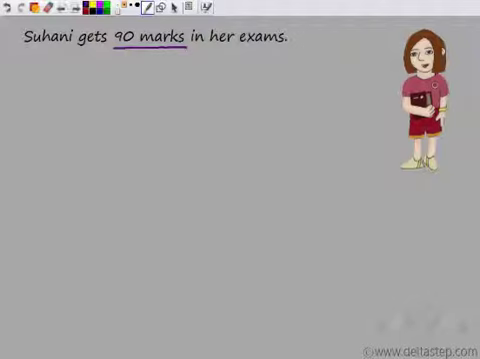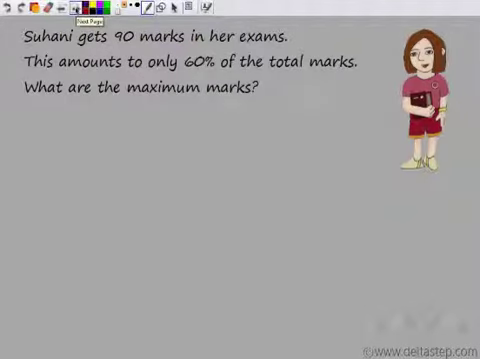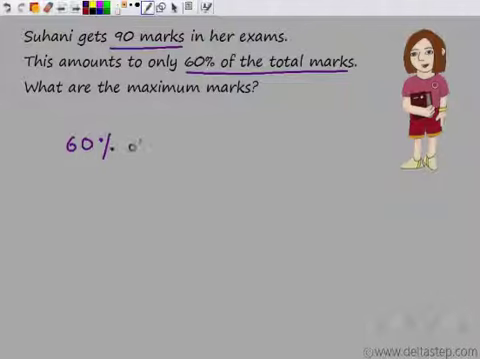Further, if I tell you that she scores 90 marks, but that accounts only for 60% of the total marks, now can you tell me what would the maximum marks be? Well, let's look at this. We know she scored 60% of the total marks, and we also know that she scored 90 marks. So this 60% of the total marks is nothing but her 90 marks. So we know that 60% of total marks should be equal to 90, which is the marks that she has scored.